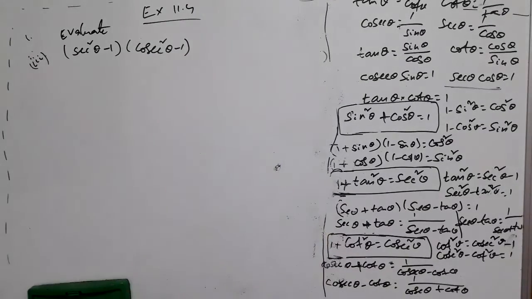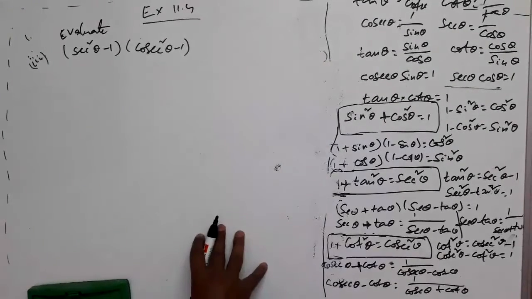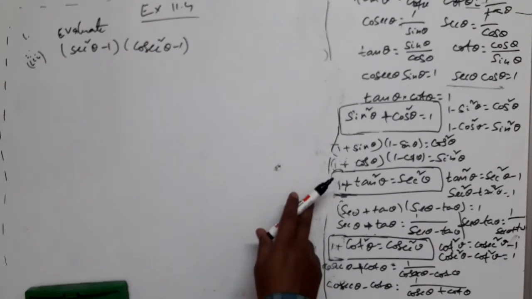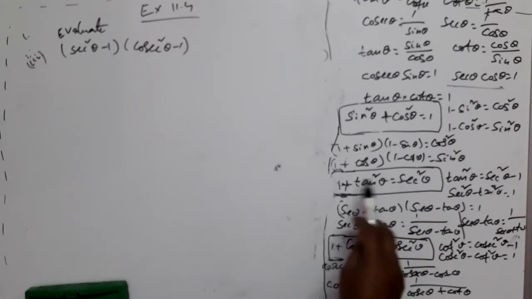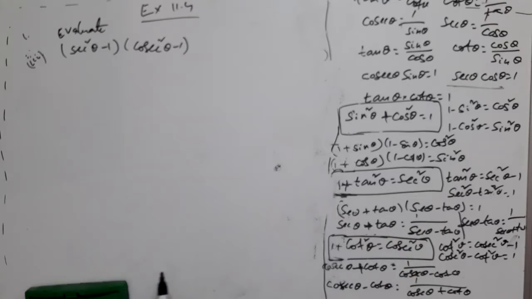Secant square theta minus 1. Is it familiar to you? Cosecant square theta minus 1. Is it familiar to you? Yes, they are familiar to you. While discussing identities, we have seen this. 1 plus tan square theta can be written as secant square theta. From this, secant square theta minus 1, what can I write? In that place, tan square theta can be written, right?